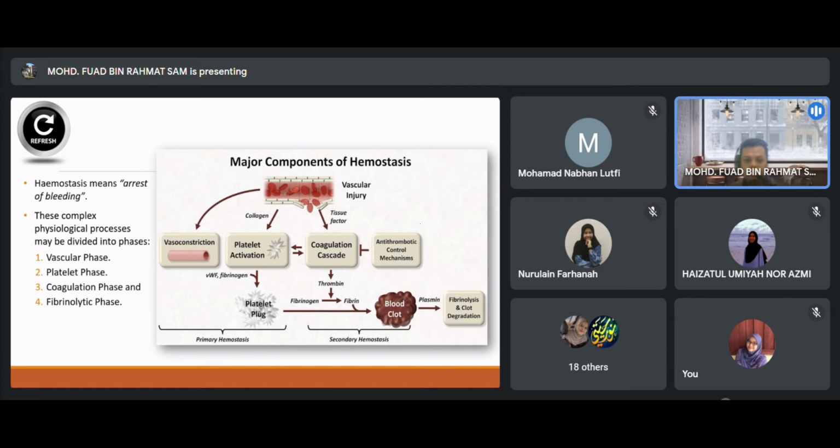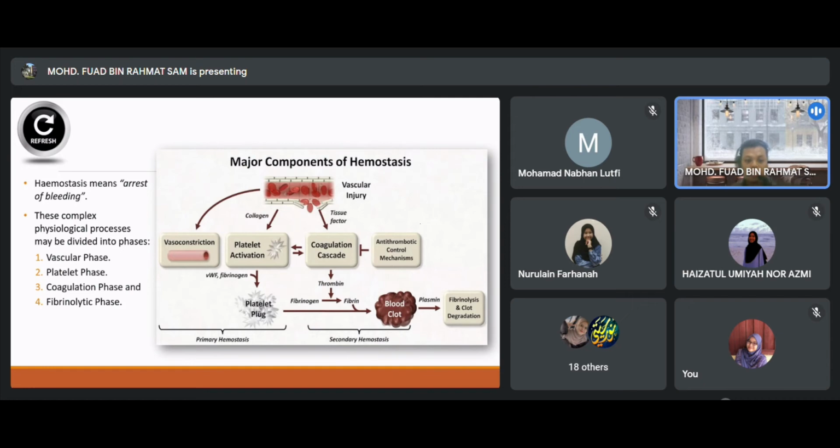Okay, so hemostasis is a process or mechanism to prevent and stop bleeding, meaning to keep the blood within damaged blood vessels. So basically hemostasis means arrest of bleeding. So what happens during hemostasis? It involves several mechanisms that interact to slow blood flow.